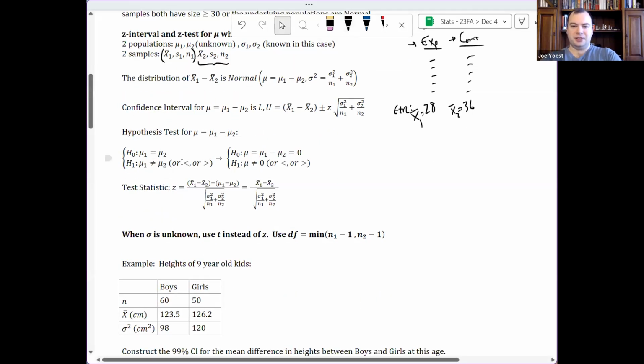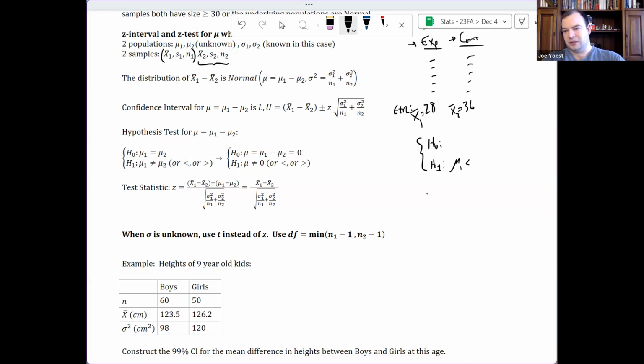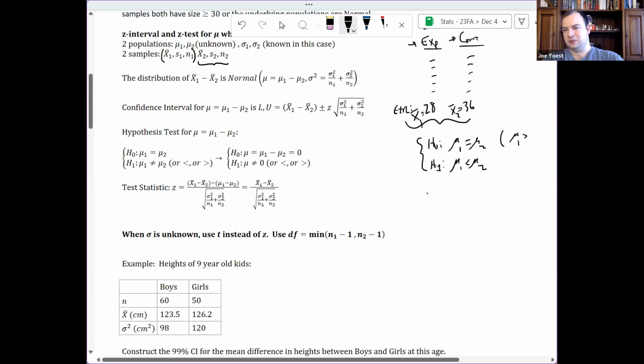So that's what my hypothesis test might look like. The natural way to set it up would be something like this: H naught, mu1 equals mu2, and H1, mu1 is not equal to mu2. Or over here, instead of not equal to, I might have mu1 less than mu2 that I might be looking to show in a scenario like this, testing that against mu1 equals mu2, which encapsulates all of the mu1s bigger than or equal to mu2.